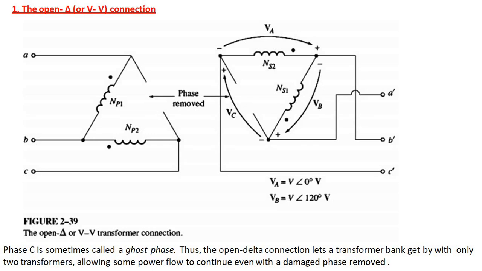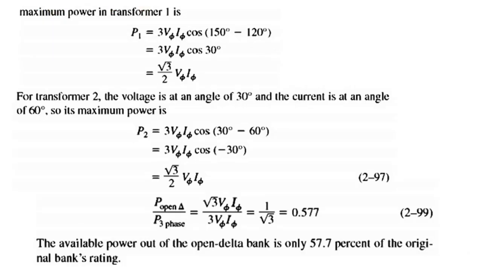In this connection, delta connection. So delta connection means phase voltage is equal to line voltage. Then phase current is equal to line current divided by root 3. Maximum power in transformer 1, P1 is equal to 3 V I cos(150 minus 120), 3 V phi I phi cos 30, is equal to root 3 by 2 V phi I phi cos phi.